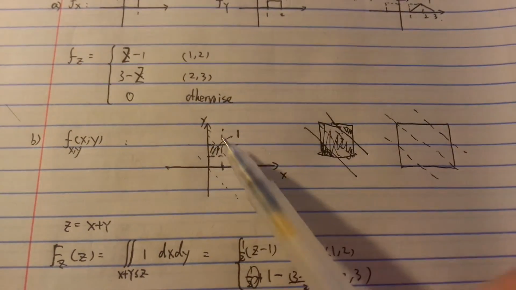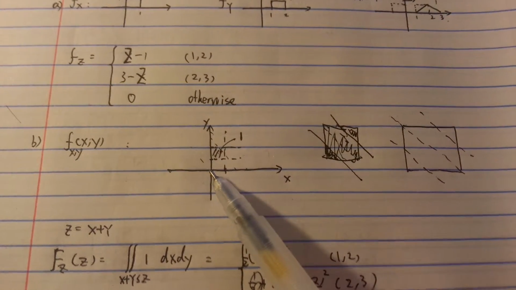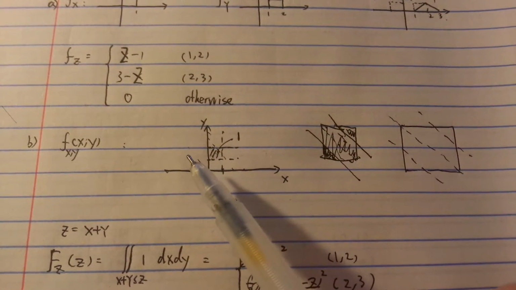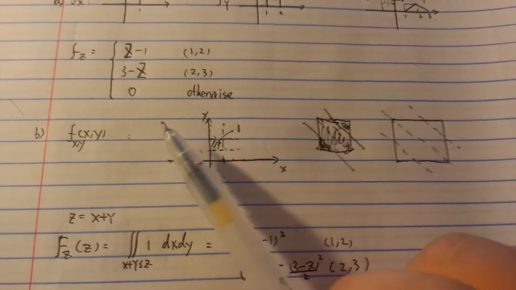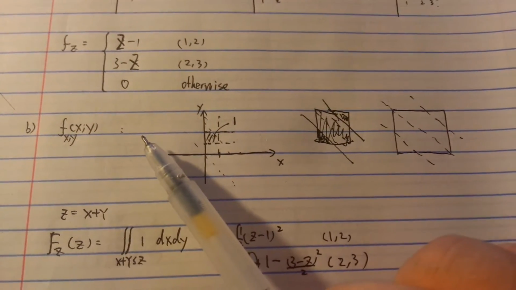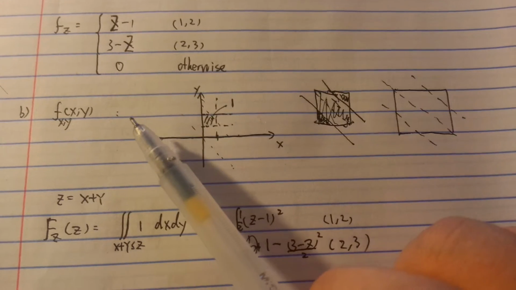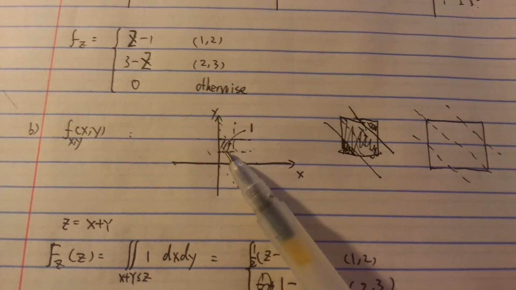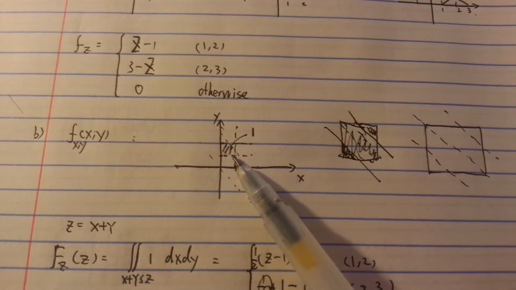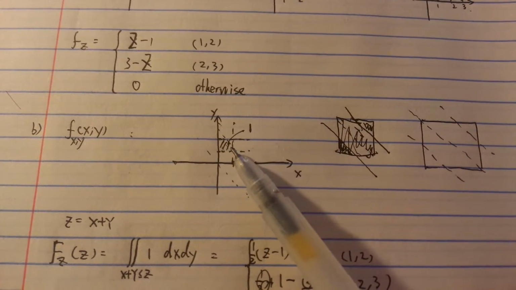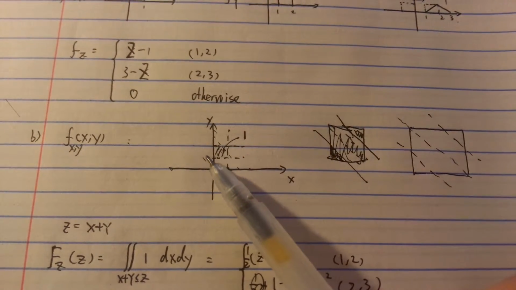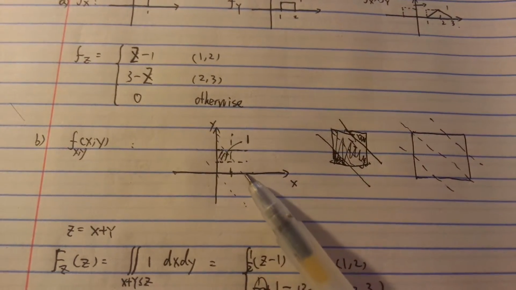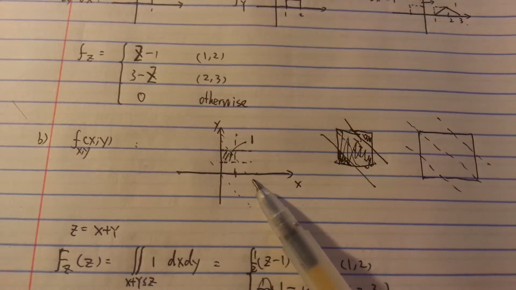And the second method is the geometry method. This time we also need to draw the joint density function f of xy. Because X and Y are independent, the joint function of X and Y is just equal to the density function of X times the density function of Y. So we can say the only area where the joint function is not equal to 0 but equal to 1 is x between 0 and 1 and y between 1 and 2. And the dotted line is z equals x plus y.